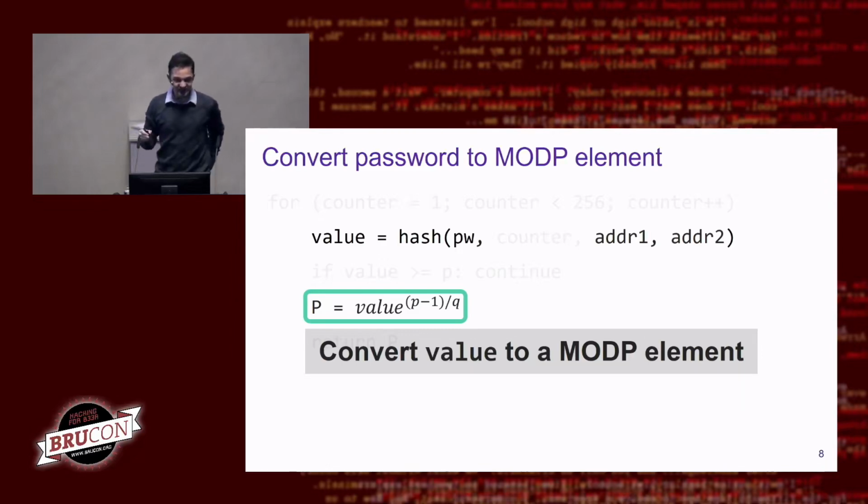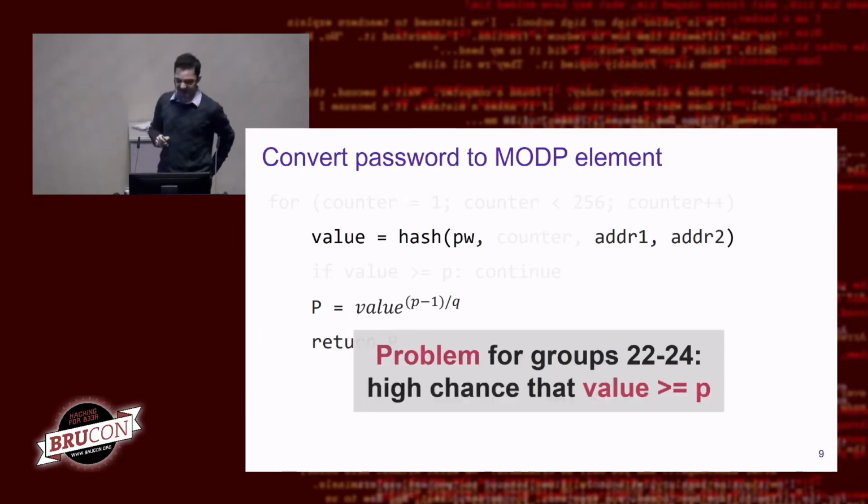this. So essentially, we have to make sure that this output here, this value, has to be smaller than the prime of the group. And especially for specific mod p groups, this has a high probability of happening. Now, fortunately, the designers realized this, and they decided to fix this.